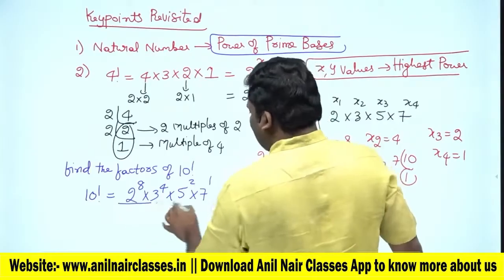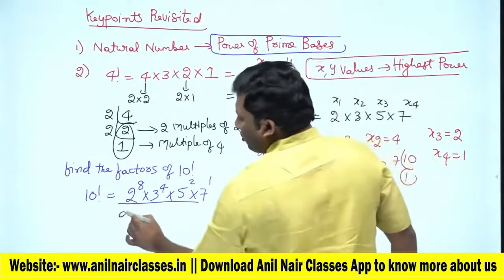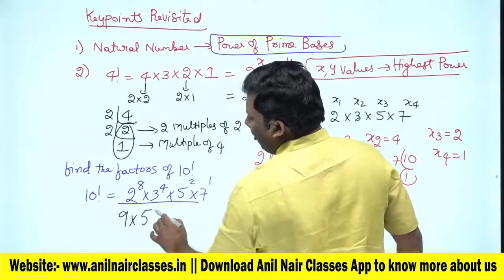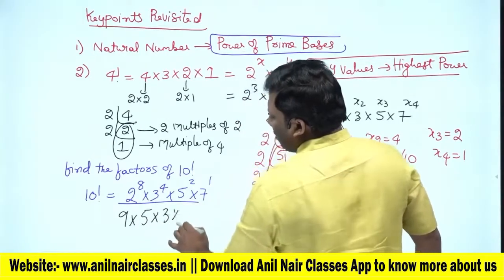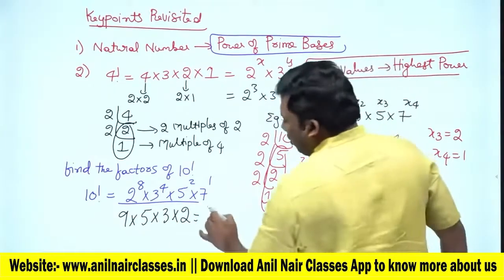How many factors are there for this number? 0 to 8, 9. 0 to 4, 5. 0 to 2, 3. 0 to 1, 2. 9 5s are 45, 45 6s are 270.